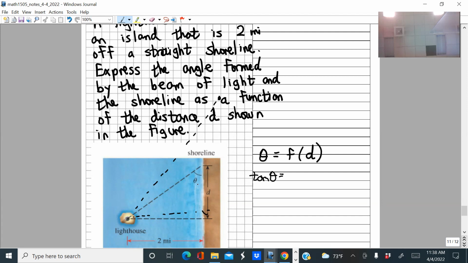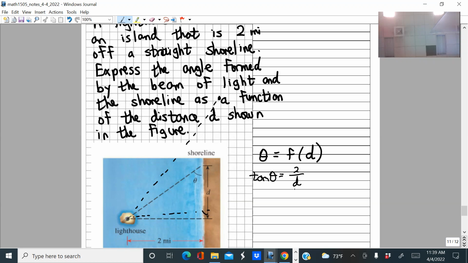Opposite over adjacent, correct? So the opposite of theta here is always what? No matter how far you go up the shoreline, what's the opposite of theta? 2, right? It's this length. Over, and then what's the adjacent side? Well, that's going to be d, depending on how big this distance is. So we don't have a specific value for d, but we have a variable name for that length. So we know that tangent of theta is going to be 2 over whatever this distance d is.